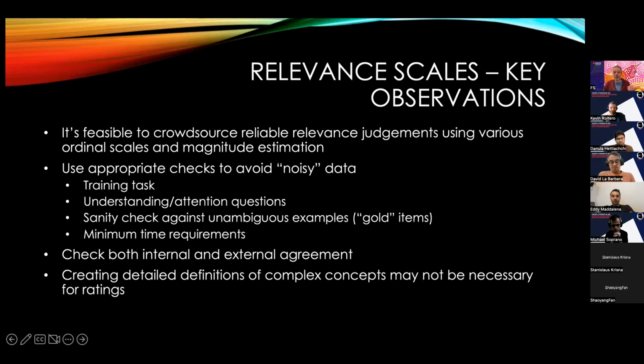It's important to use appropriate checks to avoid noisy data. We had a number of things here: a training task, understanding or attention questions, sanity checks against unambiguous examples, often called gold tests in the literature, and minimum time requirements. It's useful to check both internal and external agreement, although, as noted, internal agreement is a bit tricky to apply in the crowdsourcing context. Another side observation: even if you have a large ordinal scale, such as our 101 level scale, you don't really have to define every single level. People seem to do quite well if you just label the endpoints and let them choose on a number line.